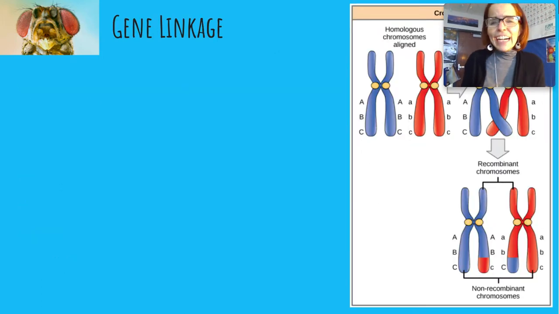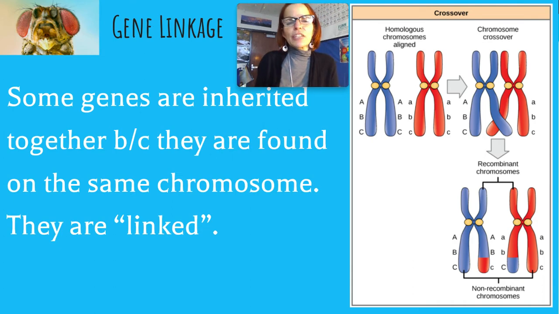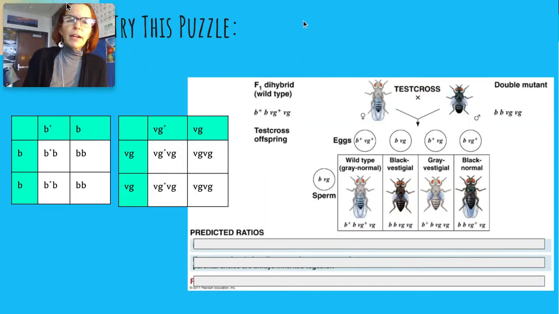All right, now let's jump into gene linkage. This is kind of the meatiest part of the notes that we're going to be talking about. So let me once again get my image out of the way. So gene linkage: some genes are inherited together because they're found on the same chromosome. And so we say that they are linked. So you can see an image of A, B, and C. They're linked. They're on the same chromosome. So there were some puzzles trying to figure out what linkage was and explaining some of the results.